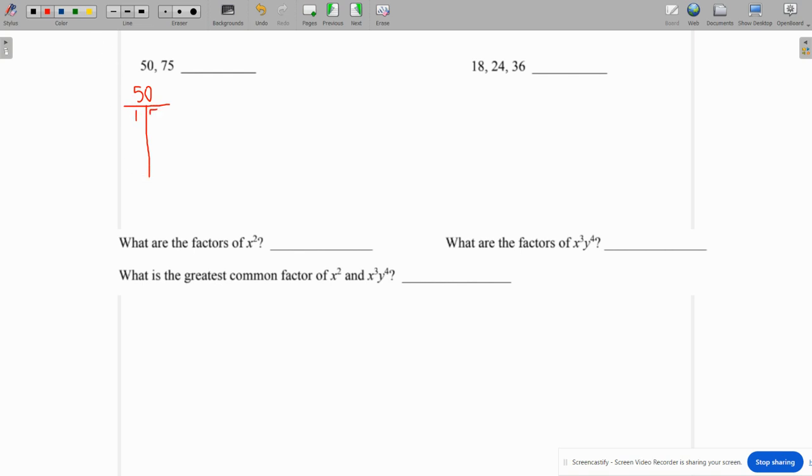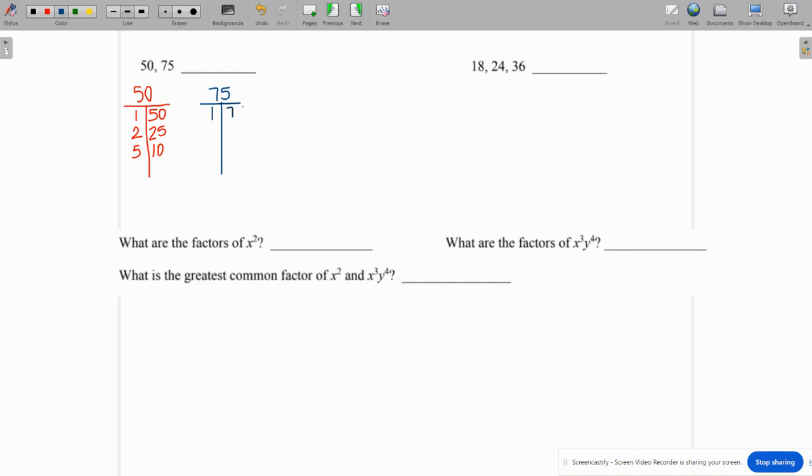So 1 times 50, 2 times 25, 3 is not a factor, 4 is not, 5 is, 5 times 10, 6, 7, 8, 9 are not. 10 is a factor, but we've already written that down, which means that we've written all the factors. We could do the same thing for 75.